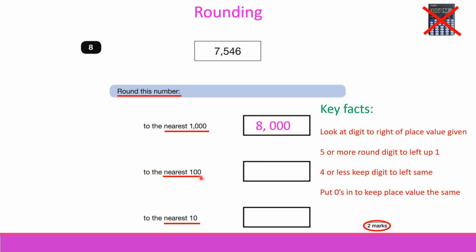To the nearest 100, we're going to look at the hundreds column. So we've got the thousands and we've got the hundreds. So we're going to look at the hundreds column and we look at the digit to the right, which is the 4. The 4 is 4 or smaller. So that means the number to the left does not change. So this 5 stays still. So the 7 stays exactly the same. The 5 is going to stay exactly the same because the 4 tells us that the 5 is going to stay the same. And the last 2 digits become 0 because there are 2 zeros on the end here.